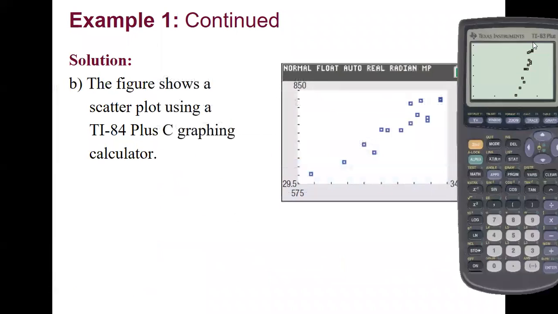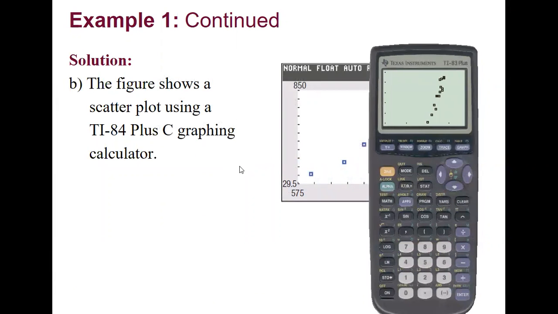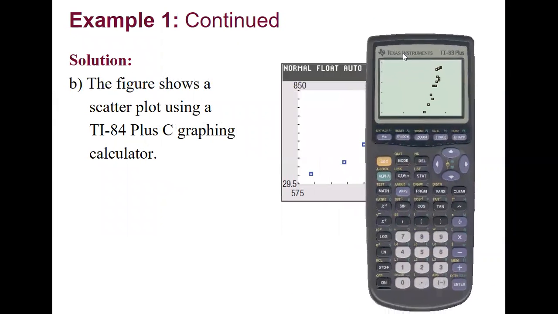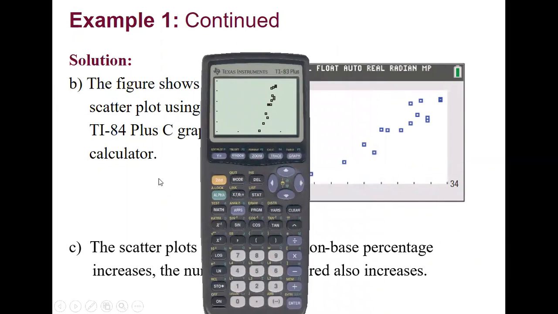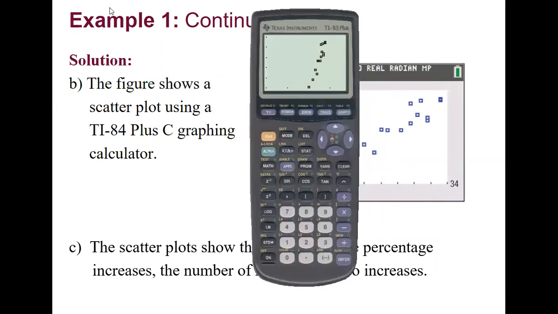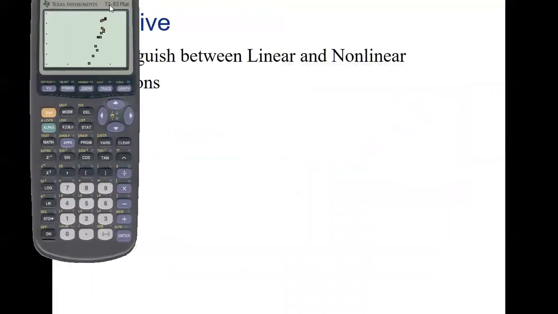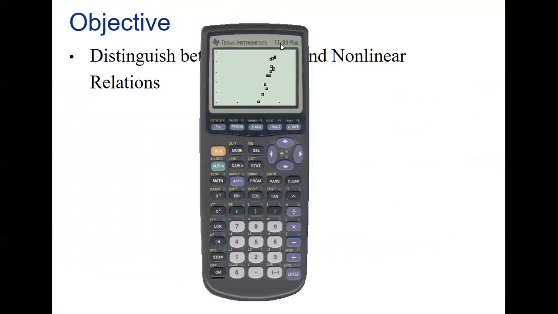So this is a better plot with the numbers. So see here, we're at 850 and 575, and then we're at 29.5 and 34. So how you set it up is going to make your image either better or worse. Okay, so our scatter plot shows us either way that there's an increase. There's a positive relationship between the two things. Okay, questions about being able to do it on a calculator or creating a scatter plot on your own? Easy peasy.